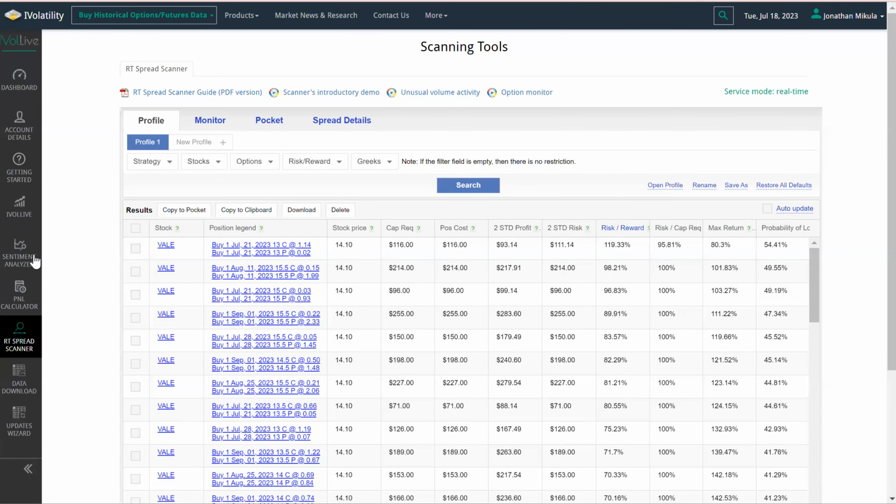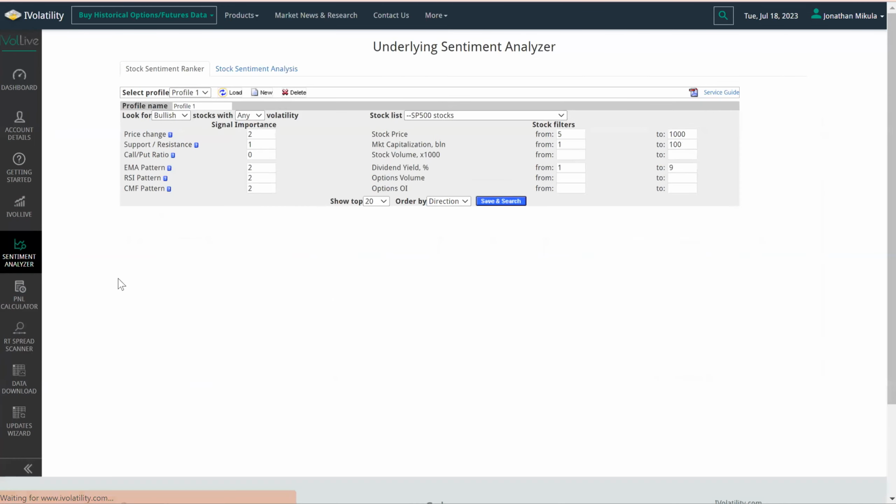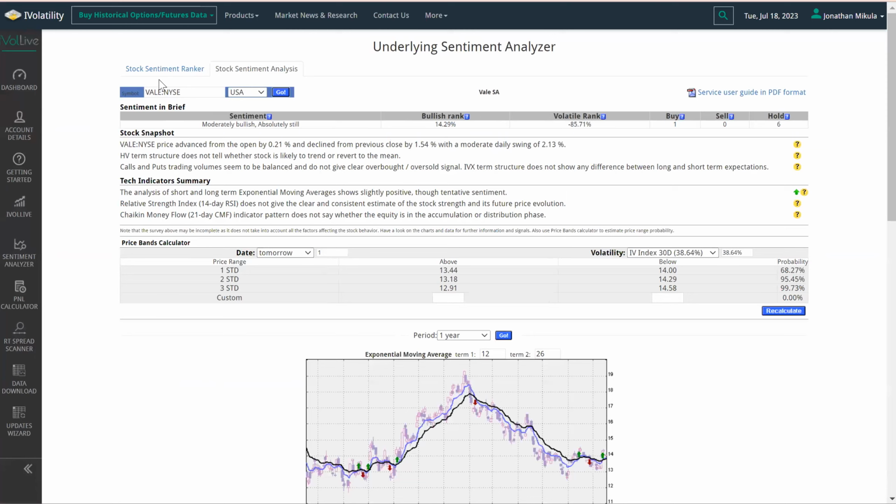So, but going back, again, today's focus is on the sentiment analyzer. With Vale, today, we already had a couple stocks in mind that we were looking at. Vale was a great example because we recently added the Brazilian Stock Exchange, B3, to Ivo Live. Again, we already knew kind of what we were looking at, which is why we were here.